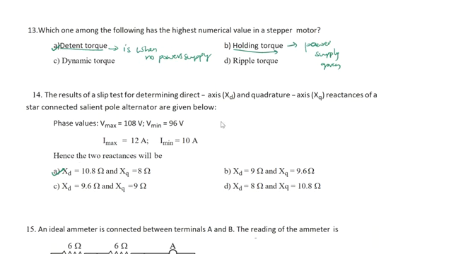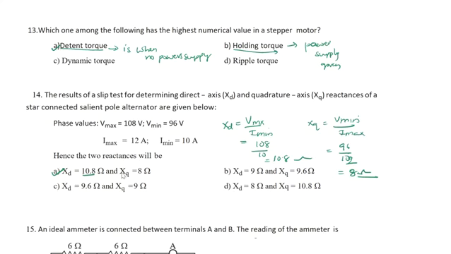So I will write the formula here. First we'll find the XD. The formula for XD is Vmax by Imin. XQ will be Vmin by Imax. So Vmax is 108 by 10, which is 10.8. So one you got the answer. XQ will be 96 divided by 12, sorry, 12. So it is 8 ohms here. So answer is the first one.